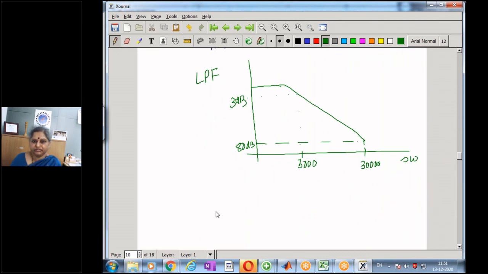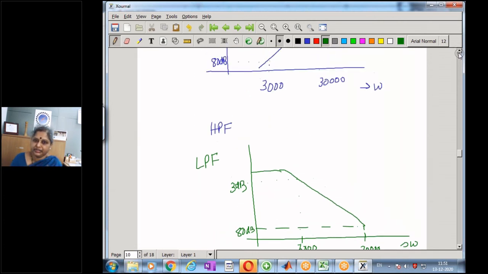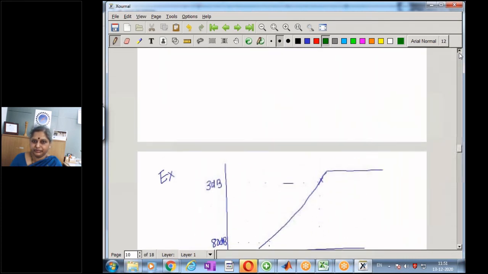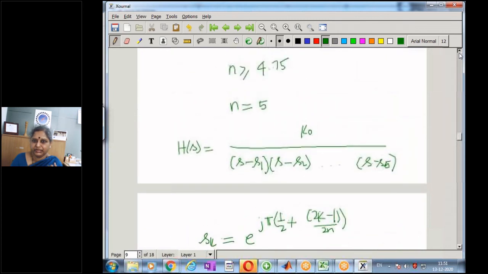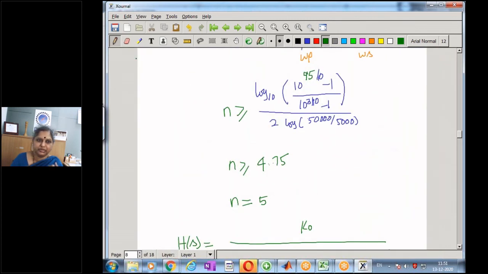So now I will take my formula and try to compute n. Of course, by looking at the specifications, we know this corresponds to 40 dB in 1 decade. So that means it's a fourth order filter. From the specifications, I know it's a fourth order filter, but let me put in the formula and try to get the order of the filter. So let's look at the formula that we have. This is the formula we have.